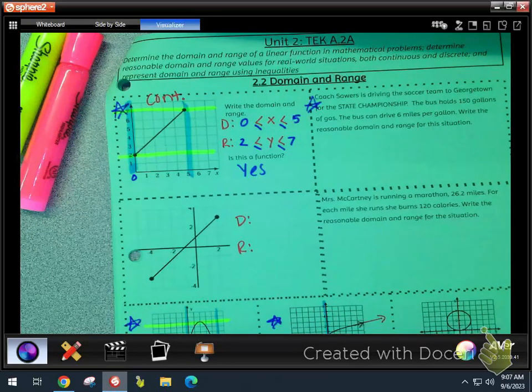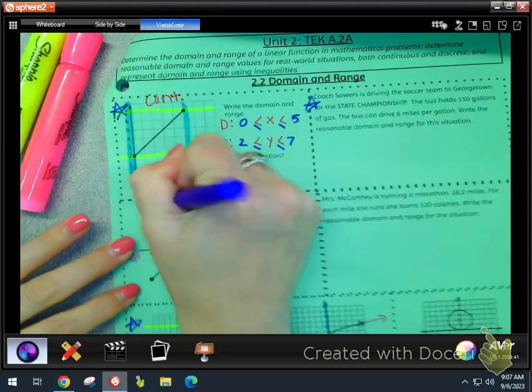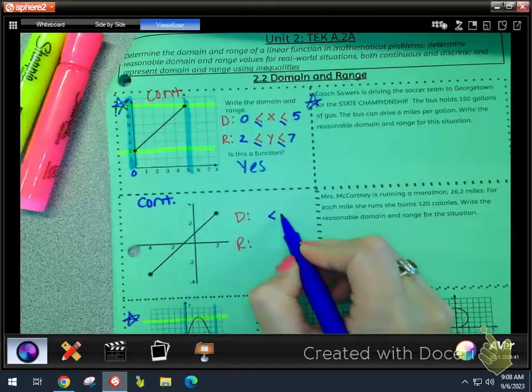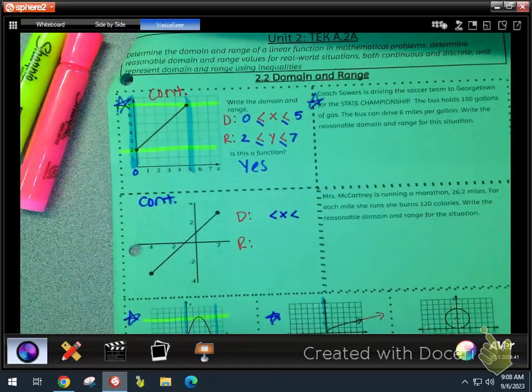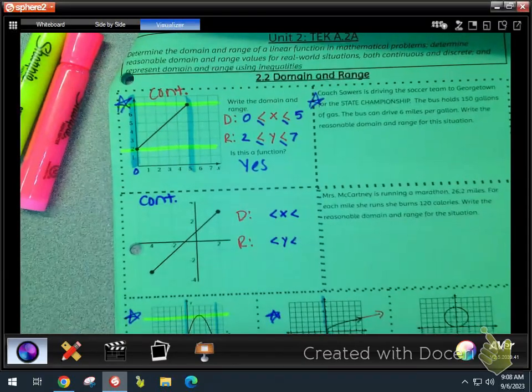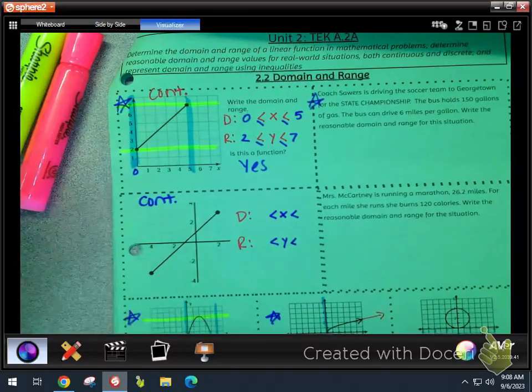Can we agree that this is continuous? Yes or no? Yes. Why? Because it's connected. So this is a continuous graph because it's connected. Doesn't necessarily matter. Sometimes people say continuous, it has to go on forever. It can, but as long as you have connected between points, then it still falls under that continuous umbrella. And so our setup for our domain, we're going to have our little template here, less than X, less than. What goes with the range? Less than Y, less than. Okay? And then I'm going to go in and I'm going to put in those boundaries.